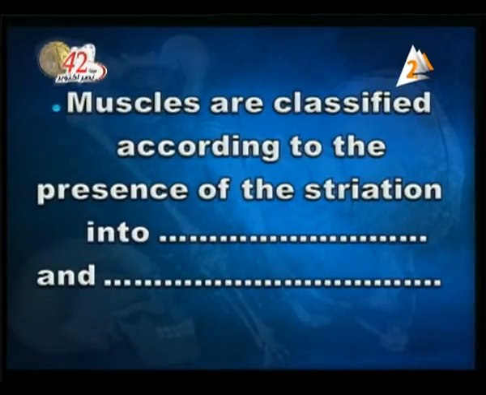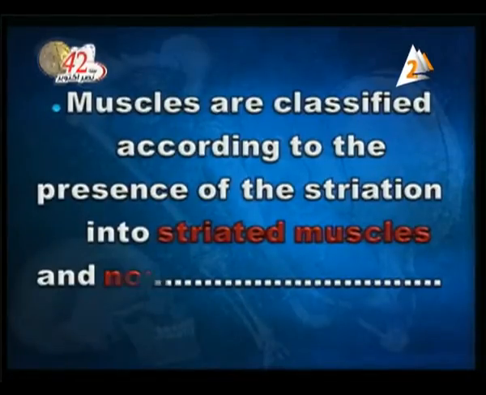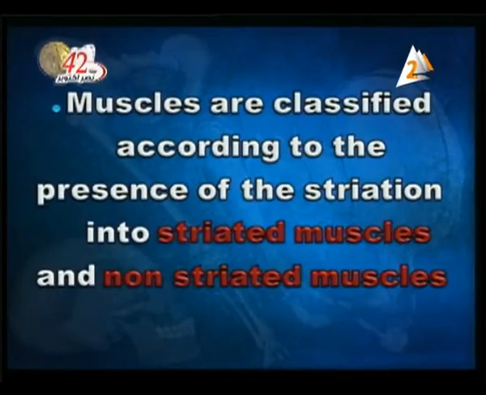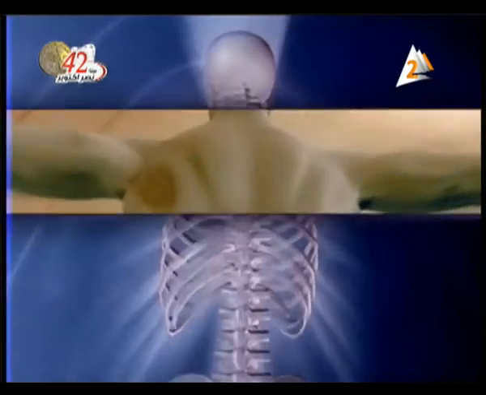Next. Muscles are classified according to the presence of the striation into space and space. What are the two kinds of muscles according to striation? You are right. Muscles are classified according to the presence of the striation into striated muscle and also non-striated muscles.